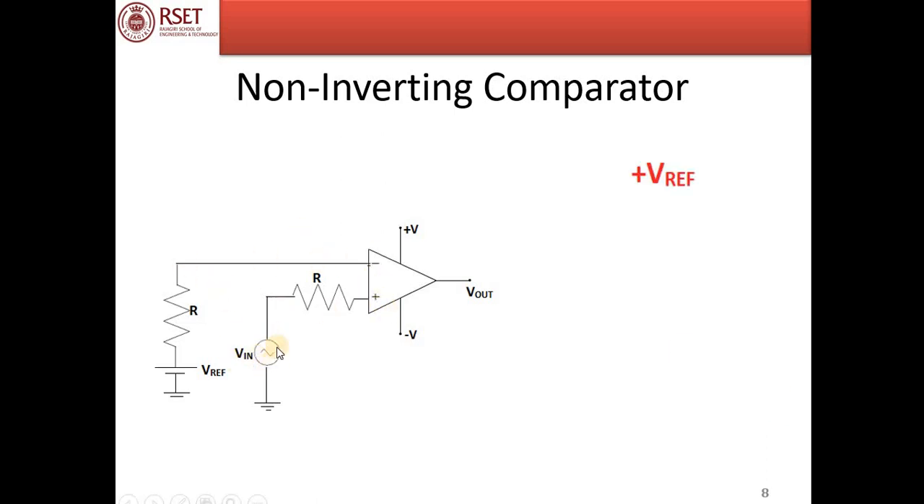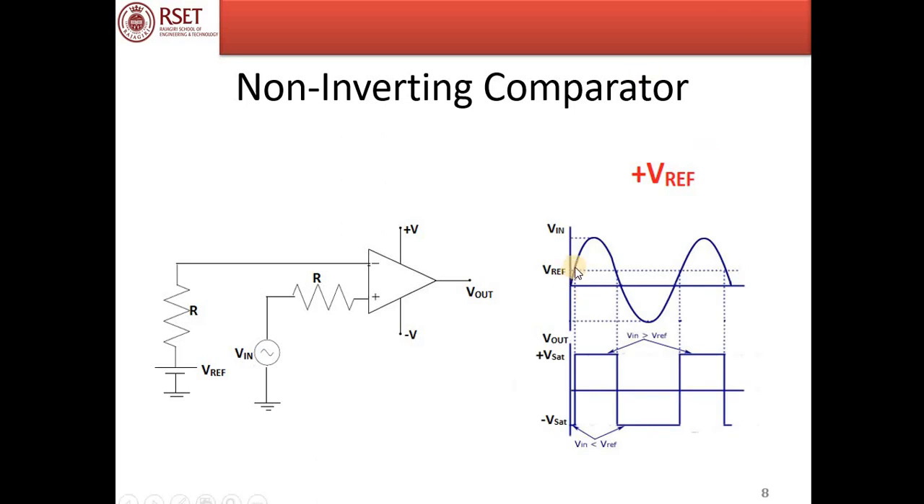We can see that the input voltage is applied to the non-inverting terminal and the reference voltage is applied to the inverting terminal. Consider the case where the reference voltage is positive. So this is the region where the input voltage is greater than the reference voltage, and here the input voltage is applied to the non-inverting terminal. So for this region, the output would be plus Vsat. And for the rest of the region where reference voltage is greater than input voltage, the output would switch to minus Vsat.